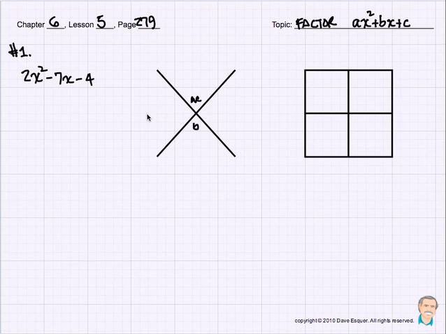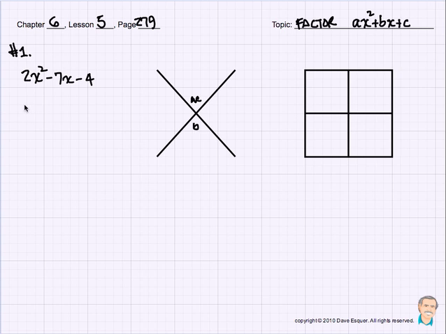Good morning. Chapter 6, Lesson 5 is on page 279. Today we're going to be factoring ax squared plus bx plus c. We're going to have a coefficient in the first term of x squared. In Chapter 6, Lesson 4, we just had a was always 1. Let's give it a shot, see what we can do.